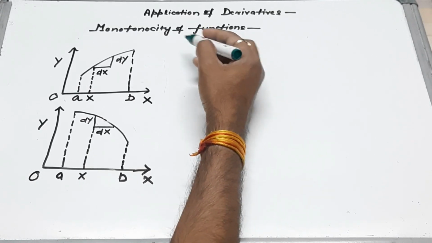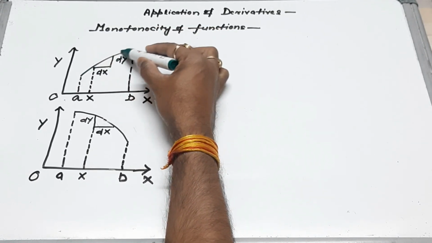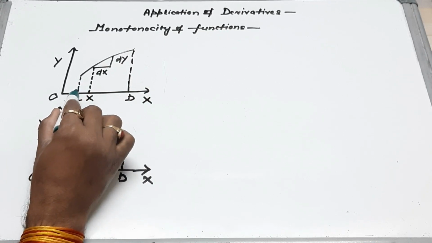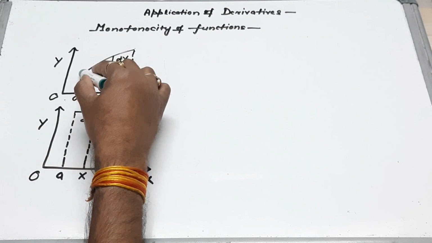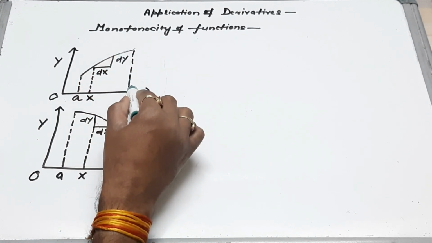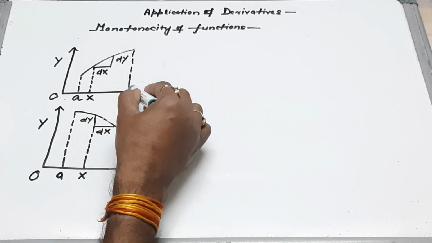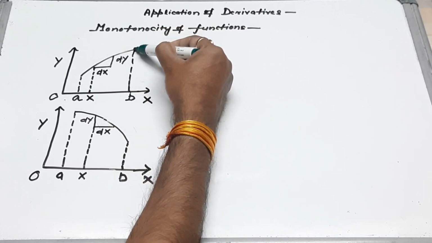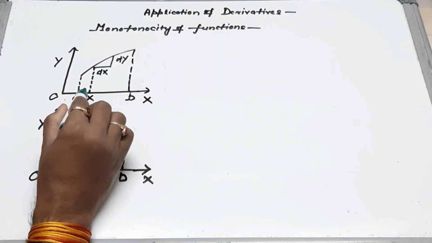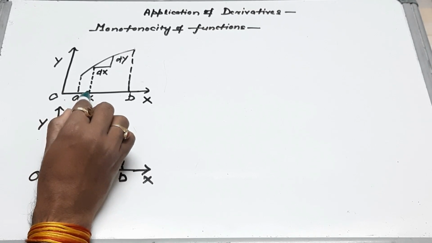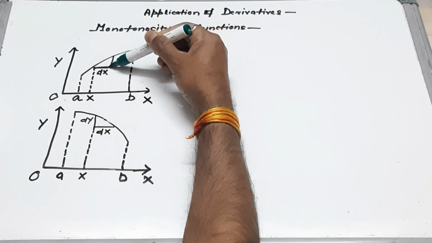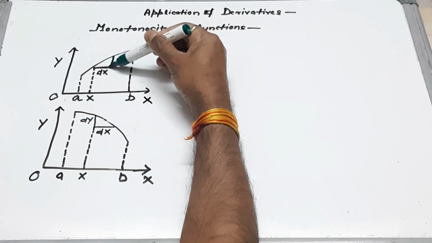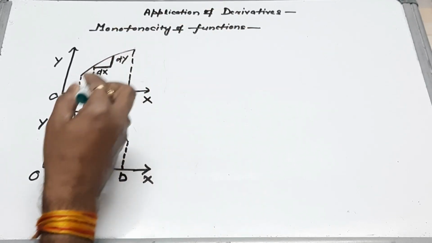So in the first case, this is a monotonically increasing function. You see at point x equal to a, the function takes the minimum value and then it continuously rises, and at point b, x equal to b, the function takes the maximum value. If in between you take any point x and you proceed a small distance dx, you see dy is positive once the function is increasing at point x.